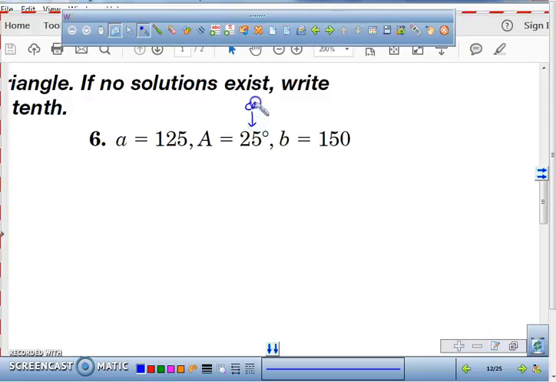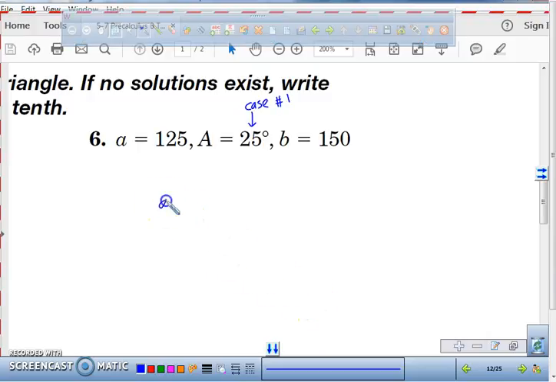We are definitely dealing with case number 1. We have an acute angle. So right now, I'm going to list A, and I'm going to compare it to B. We have 125 in comparison to 150. That's definitely less. Then I have to go to the next step, which means I've got to check, what's the relationship of A in comparison to B times the sine of A?